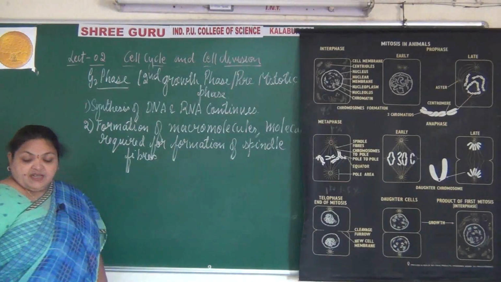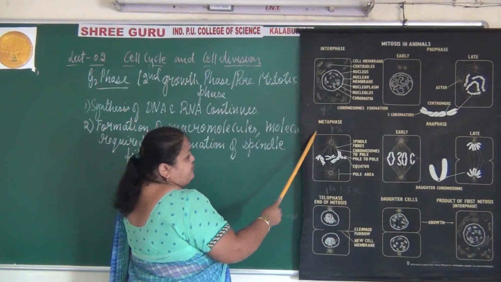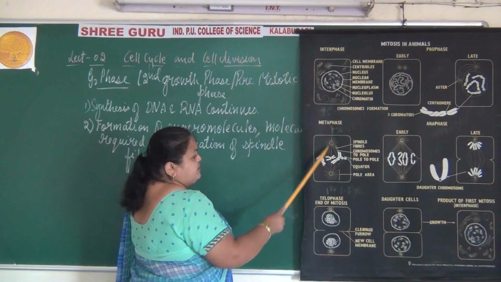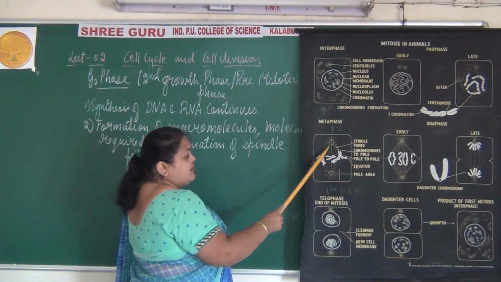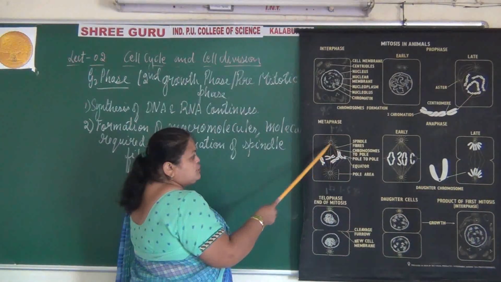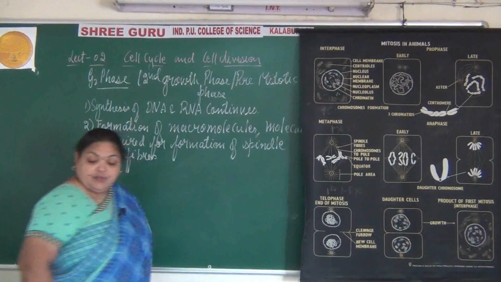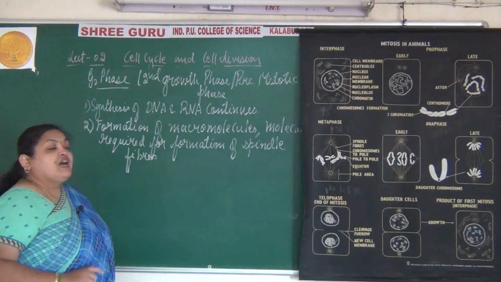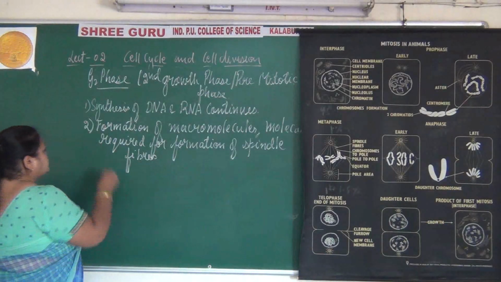required for spindle fibers. You can see in this chart, in the metaphase, you will find the thread-like structures produced by the spindles, which are attached to the chromosomes. These thread-like fibers are nothing but the spindle fibers. So it is forming those molecules which are required for the formation of the spindle fibers.